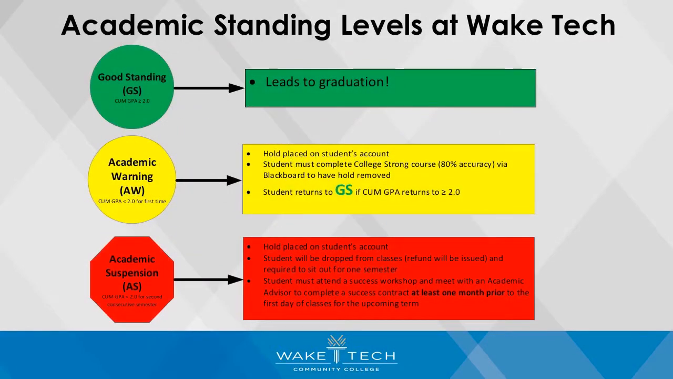All right, so now we're going to move into the different academic standing levels and what they mean. So good academic standing, that's when your cumulative GPA is a 2.0 or above. So again, just as a reminder, we're using cumulative GPA, not program GPA, to determine academic standing. Good academic standing is what leads to graduation. The first time you fall below a 2.0 GPA, we place you on to academic warning.